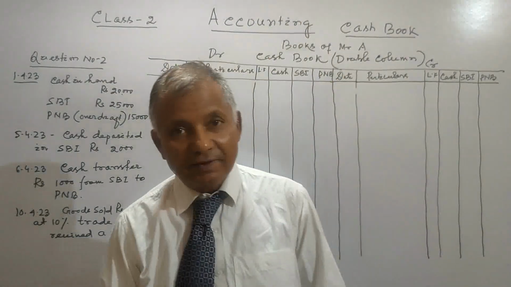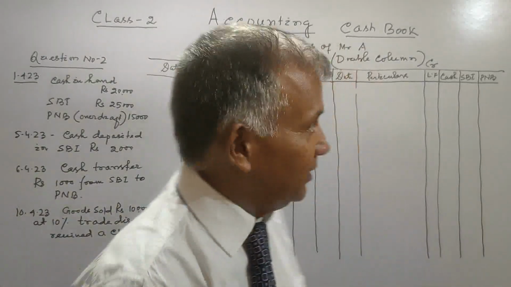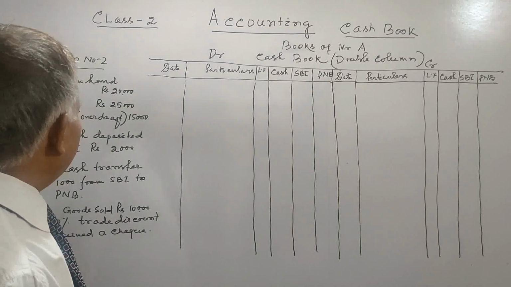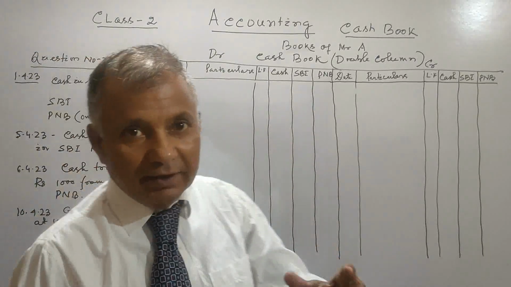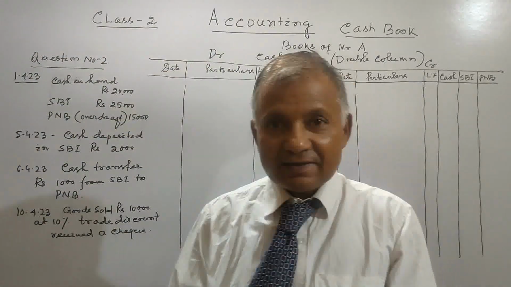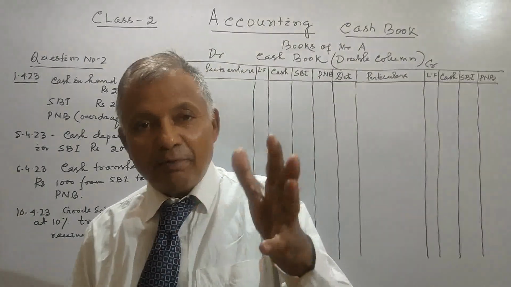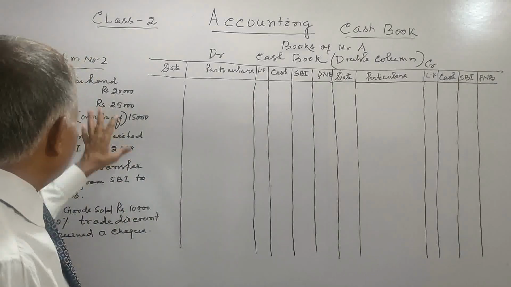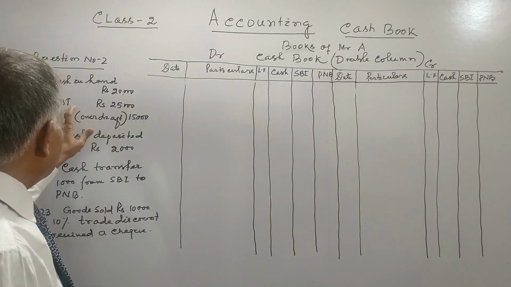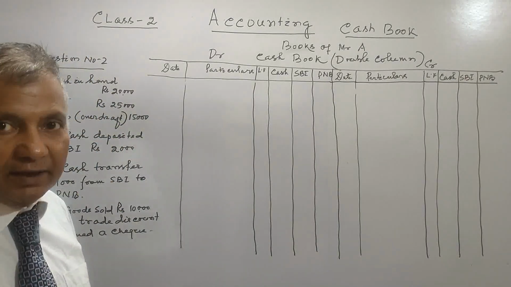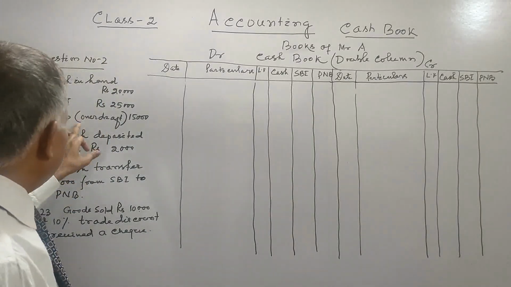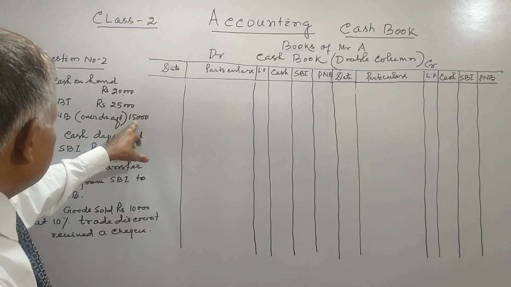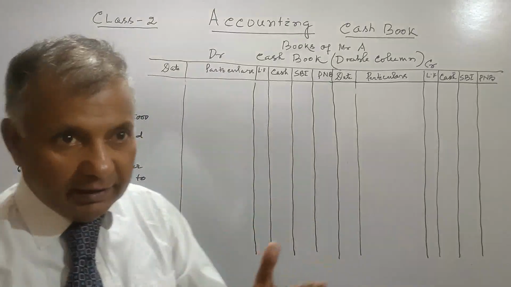Hello friends, this is again a cash book, double column, and it contains your cash and multiple bank accounts. Multiple means it has more than one bank account, that is your SBI and Punjab National Bank, PNB. In one of the bank accounts, it is an overdraft.